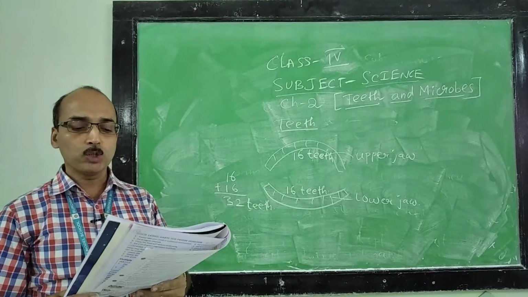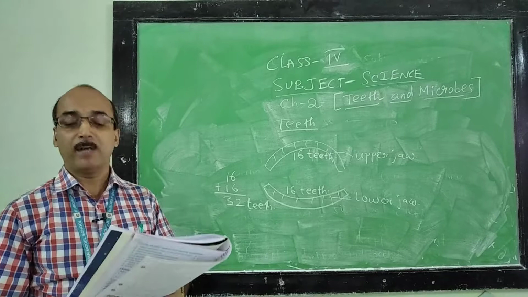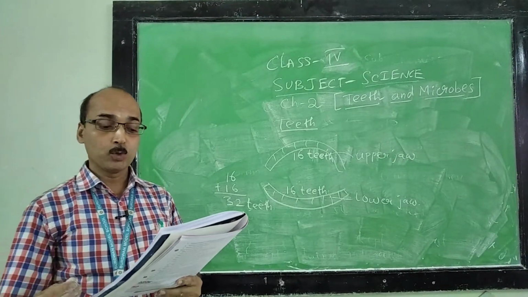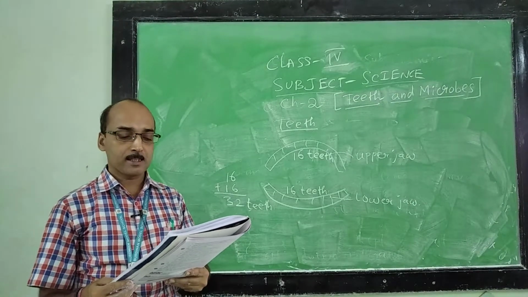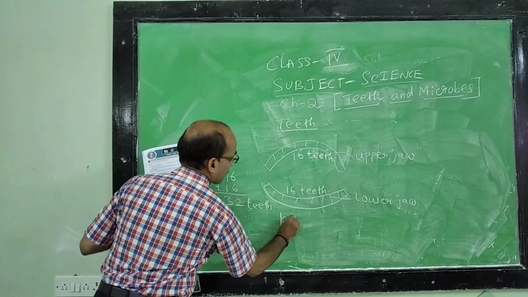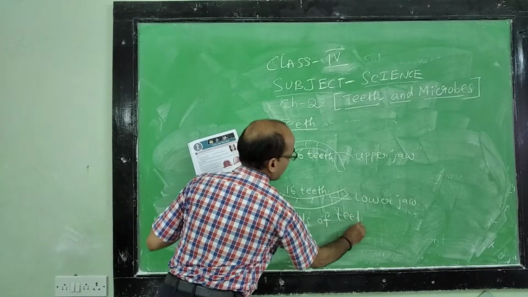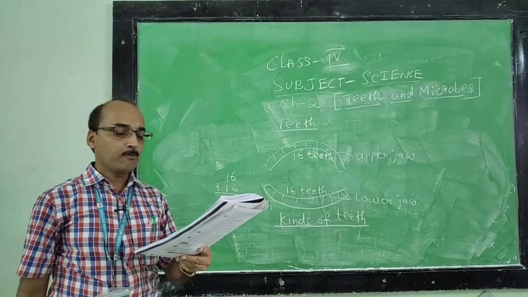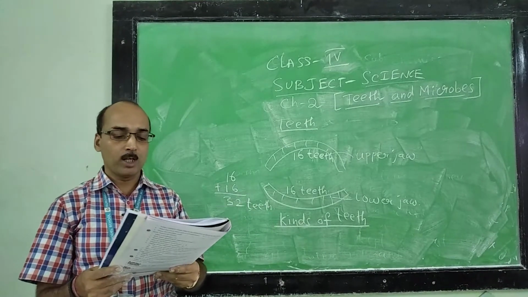If you lose any tooth from the set of permanent teeth, you will not get a new one in its place. Now coming to kinds of teeth. There are 4 kinds of permanent teeth: incisors, canines, premolars and molars.